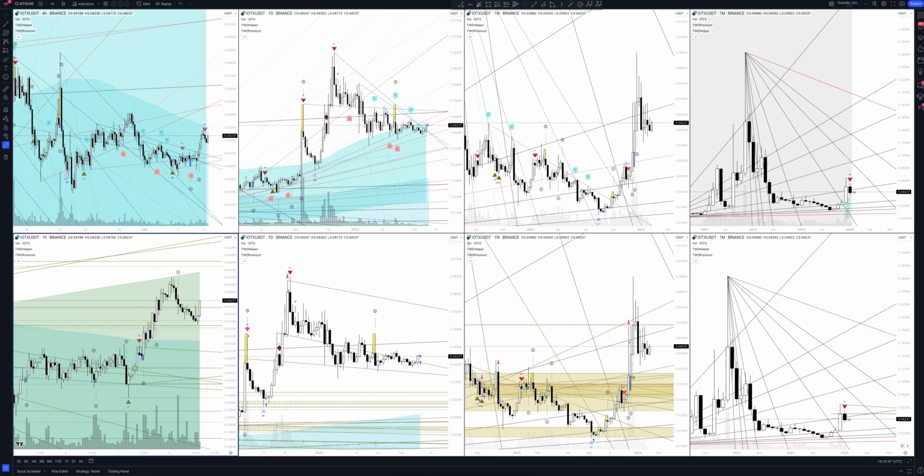Today we will take a look at IoTeX cryptocurrency. Let's analyze the market situation and find out how you can make money on it. Let's start.